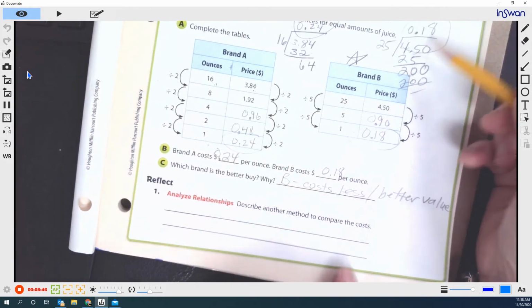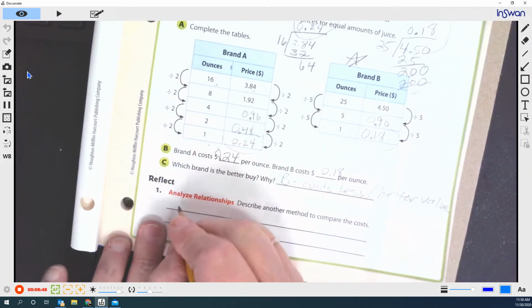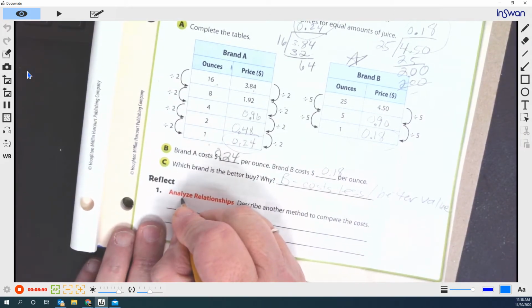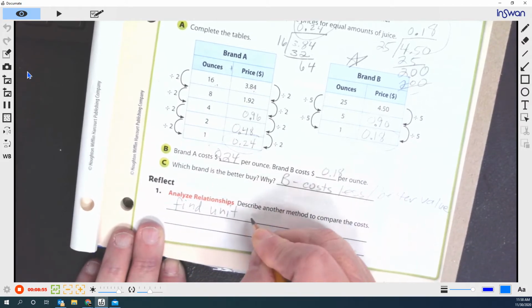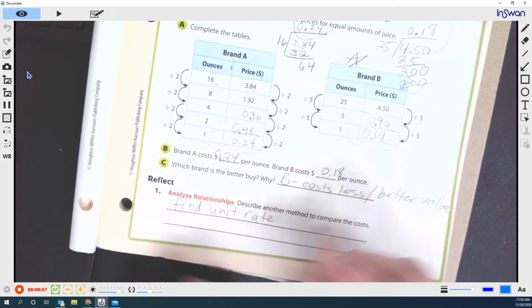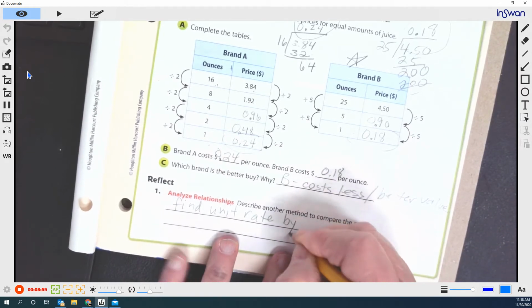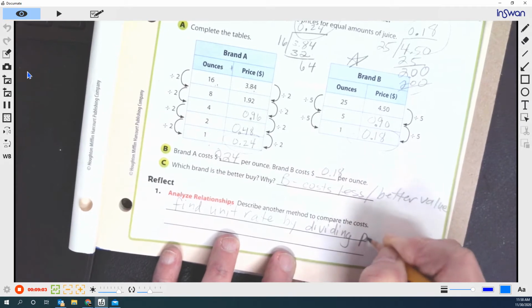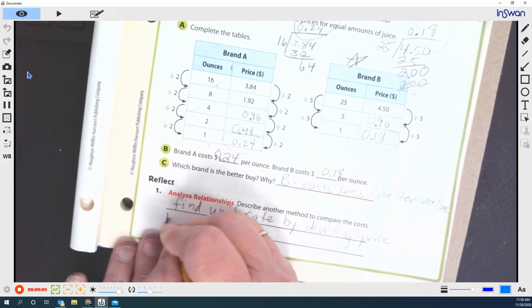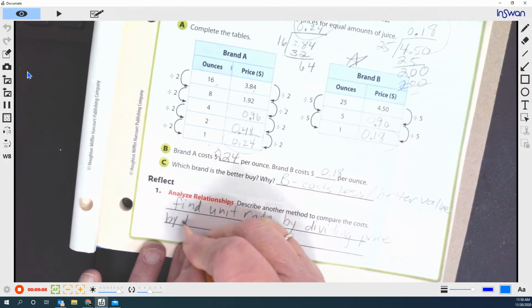Now, that second method where I found the cost of 1 ounce, that's called the unit rate. So you could find the unit rate by dividing the price by the ounces.